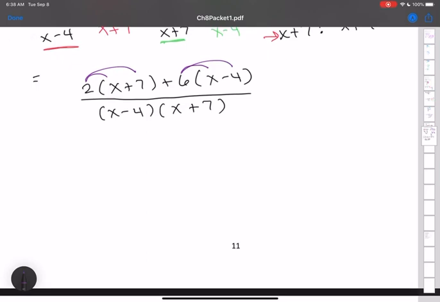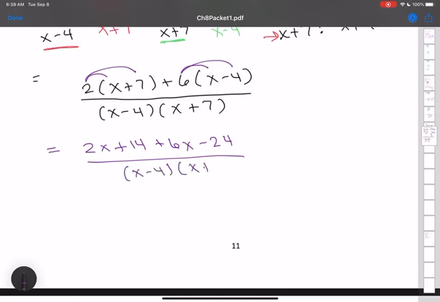All right, so 2 times x, we have 2x, plus 14, plus 6x, minus 24, all over... The bottom is already factored, so don't go crazy and start multiplying that out. It's just x minus 4, x plus 7, because that's not going to get you anywhere. Later on, you're going to want to factor it, so you don't want to multiply it out now, you just have to factor it later.